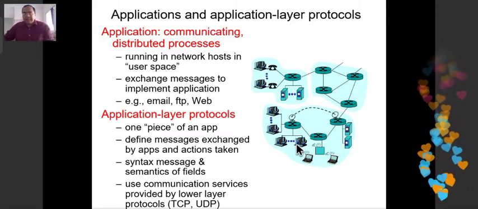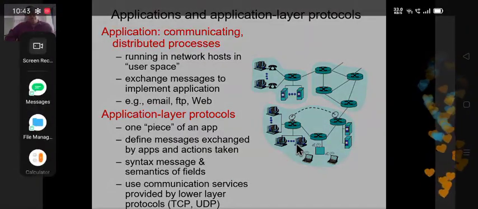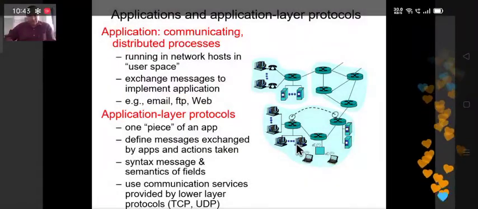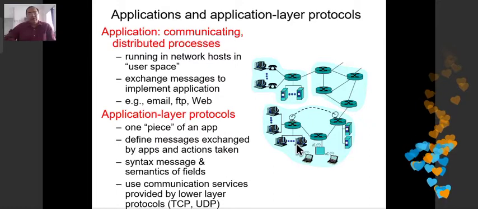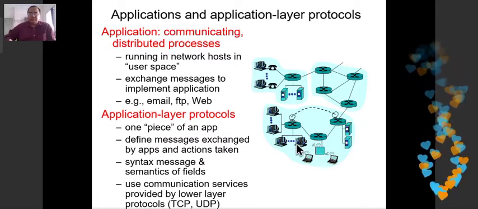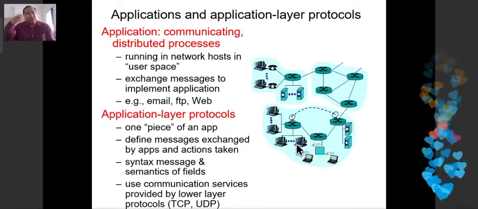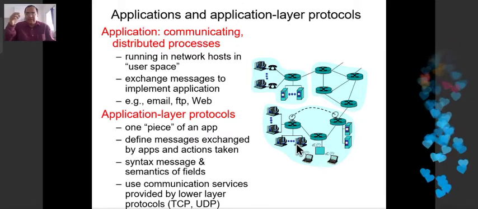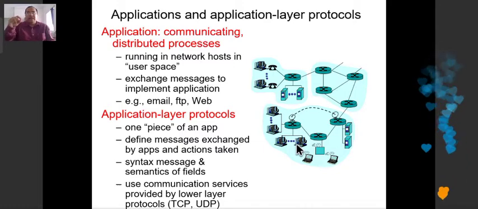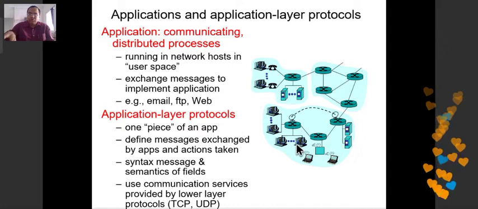Now, what is this application layer doing? The application layer is responsible for communicating among distributed processes, right? Running in network hosts in user space, exchanging messages to implement the application. These nomenclatures we can keep on repeating, but the one-liner of the story is this is where we users have something to do, some role to play.